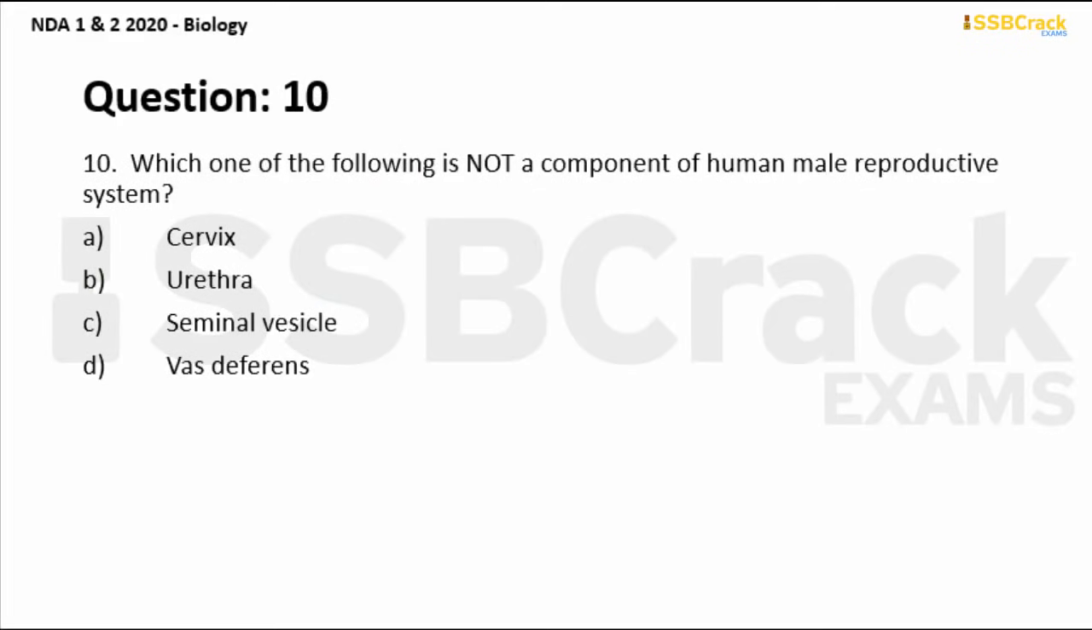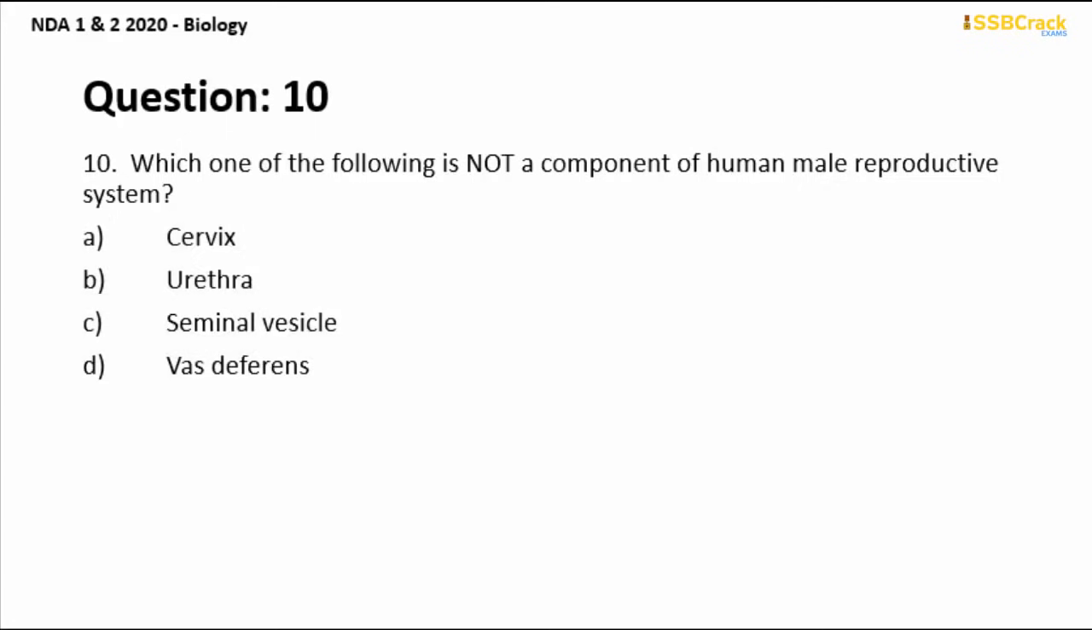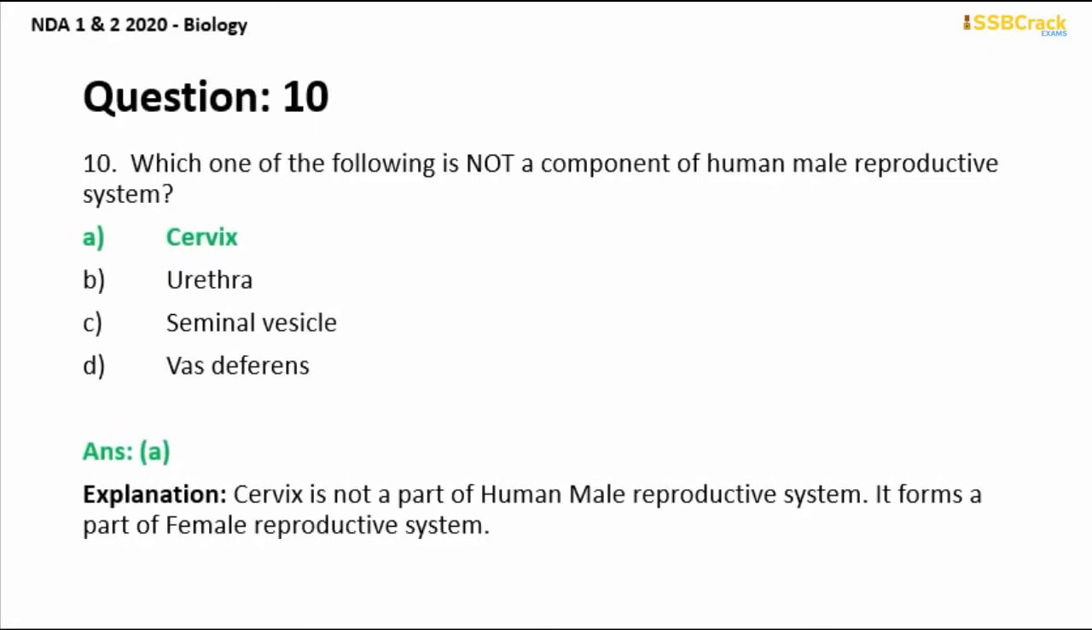Question number 10. Which one of the following is not a component of the human male reproductive system? Option A cervix, option B urethra, option C seminal vesicle, option D vas deferens. So what is the answer here? It's option A, cervix. If you have studied the human male and female reproductive system and at least remembered the parts, then you would easily answer this, right?